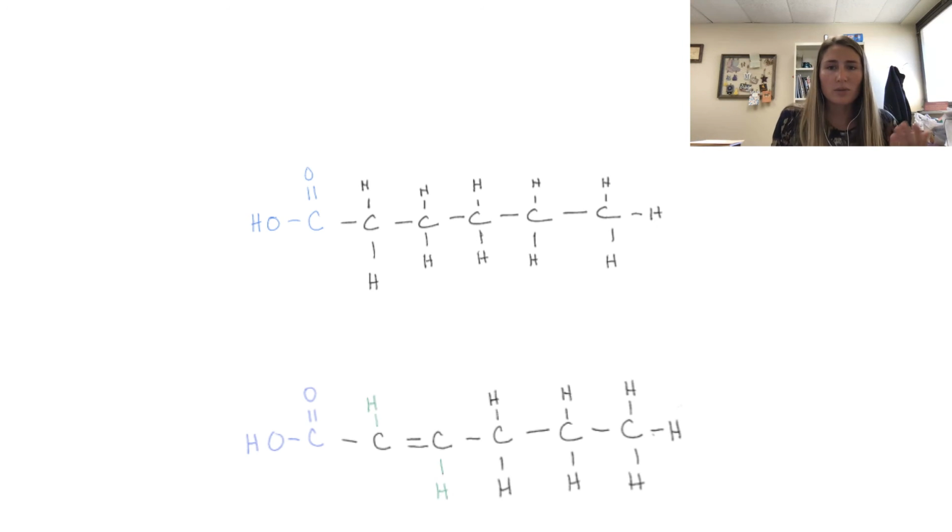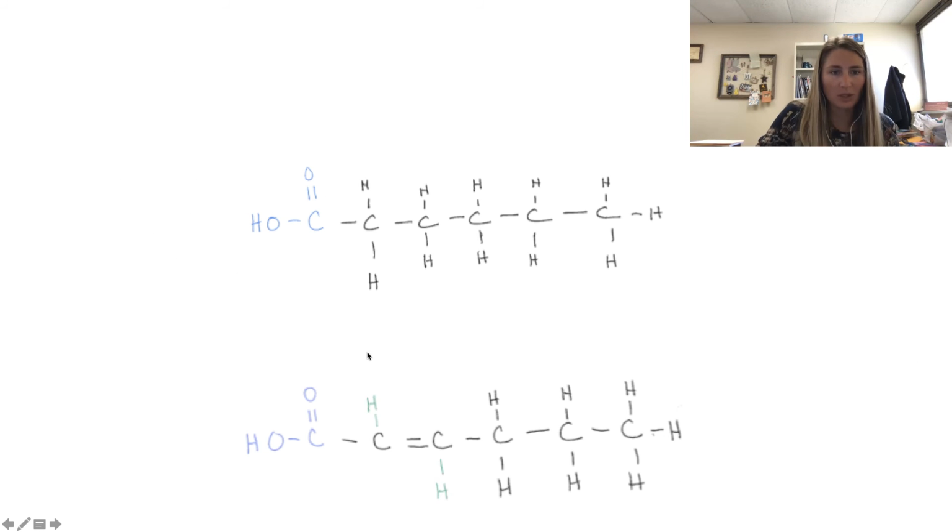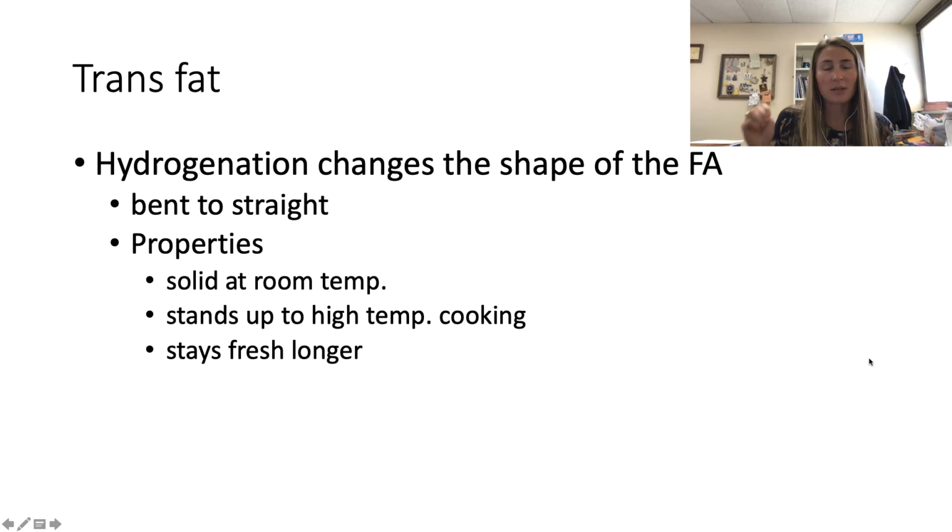Okay, so through hydrogenation, we're changing the shape of that fatty acid from bent to straight, and that will allow any sort of trans fat, which is this molecule down here, trans fat, because these hydrogens are on the opposite side of the double bond. That trans fat can be solid at room temperature. That's probably the number one reason we hydrogenate foods.